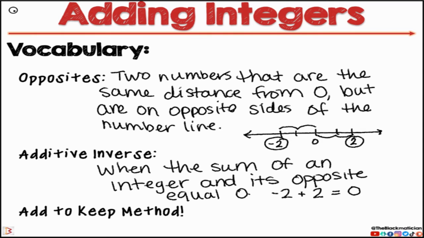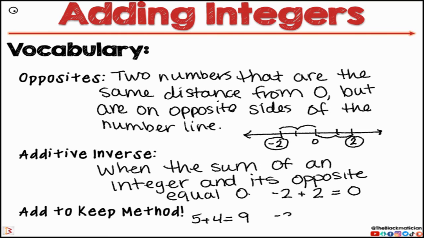One more thing I want to keep in mind is the add to keep method. So using the opposites and the additive inverse, there's a method we can use when adding integers called add to keep. And here's how it works. If we're adding integers with the same sign, you simply just add them and keep the sign. So if I were to say 5 plus 4, 5 and 4 are both positive numbers, so I'm just going to add them together and my answer is still going to be positive.